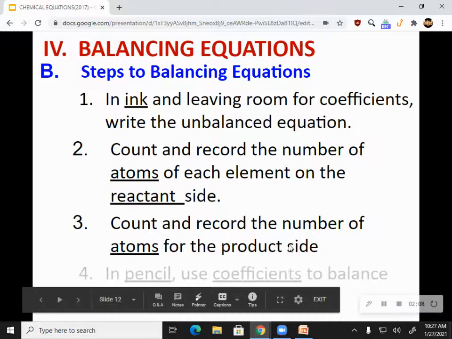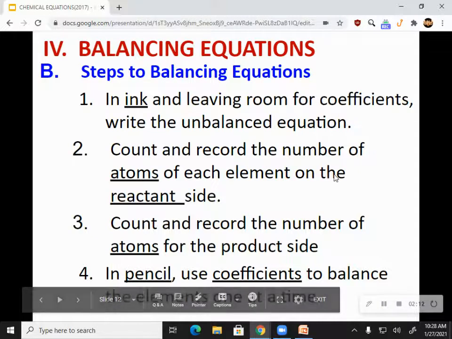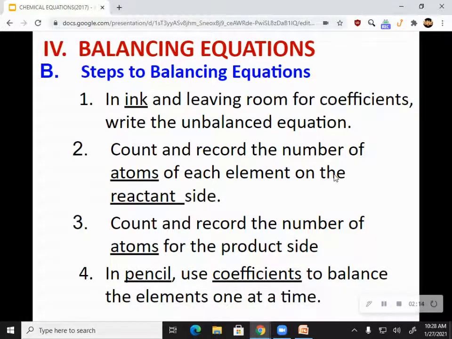As we do this, then in pencil, we use coefficients to balance the equation. This is one element at a time, and sometimes it only takes one coefficient to balance the entire equation. Sometimes it takes 6 or 7 tries. It can be frustrating, so take your time doing it.